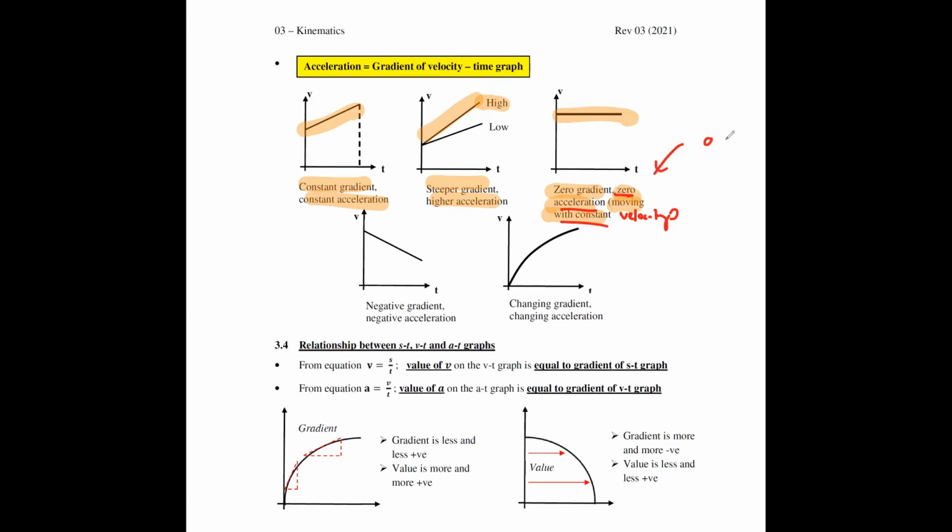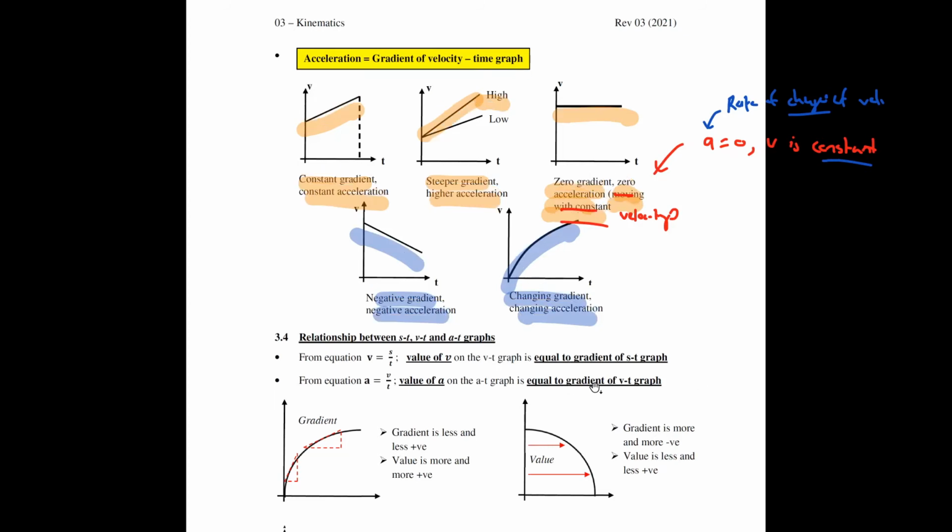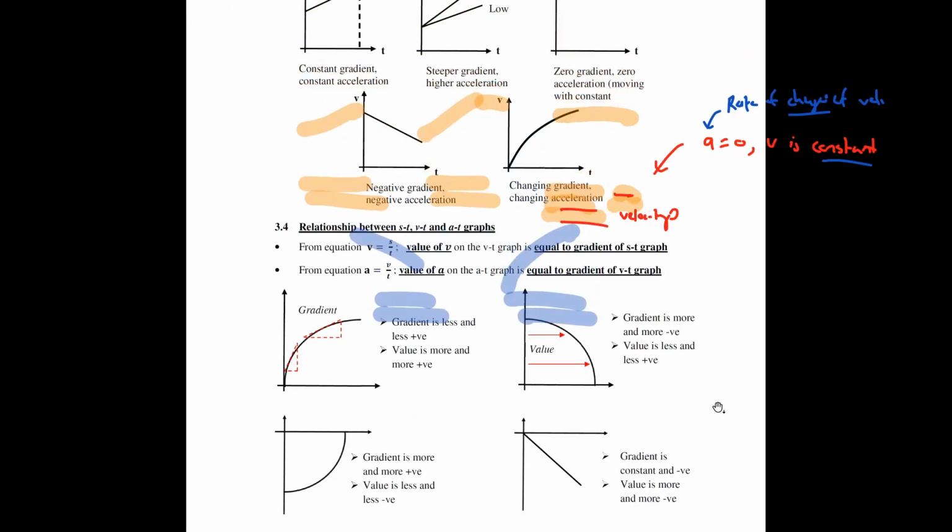This one is important to know. When A is zero, V is constant. Okay. That means you have no change in velocity because remember, acceleration is actually rate of change of velocity. If your acceleration is zero, that means your velocity isn't changing. That means V is constant. All right. Then after that, if you move on to the next diagram, negative gradient means negative acceleration. Changing gradient means changing acceleration. So this is for this. Okay, then we go on to some other part.